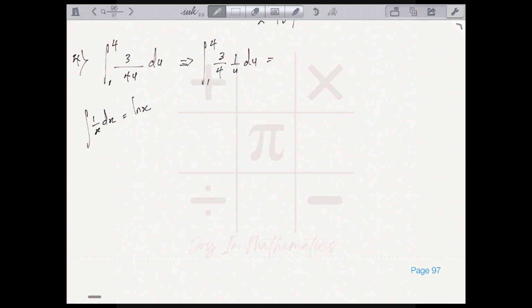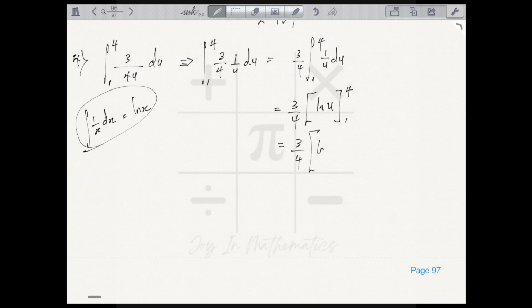And integrating this, we can bring our constants out first for more understanding. Then we will have 1 over u du. Now integrating 1 over u, applying this principle, will give us ln u from limit of 1 to 4. That's 3 over 4 times ln 4 minus ln 1.